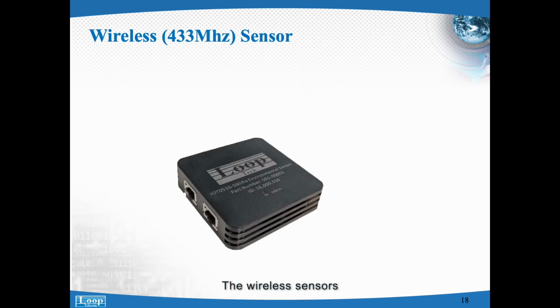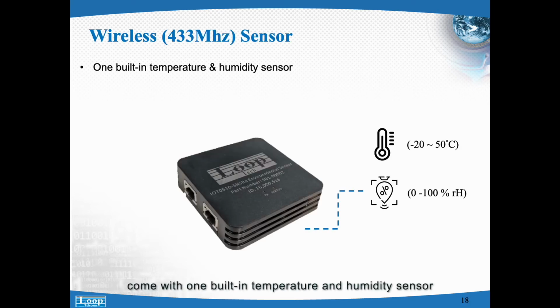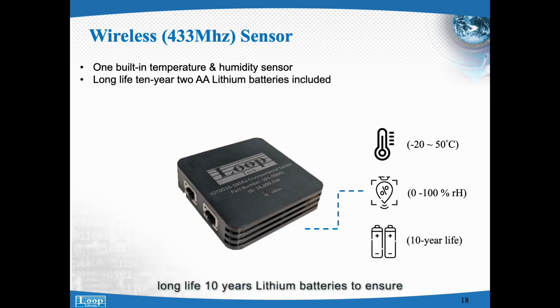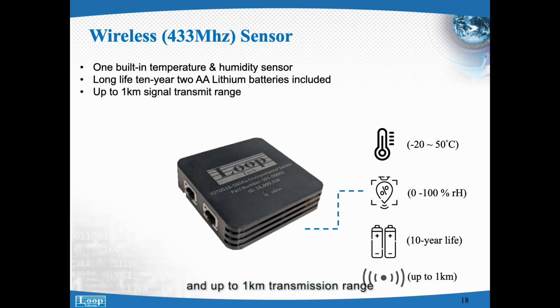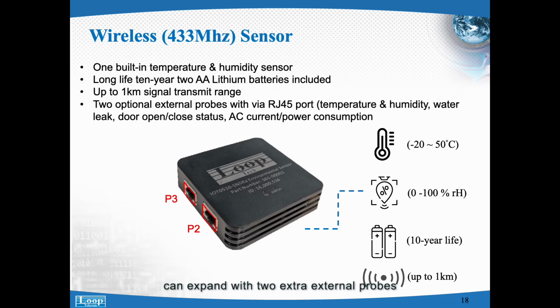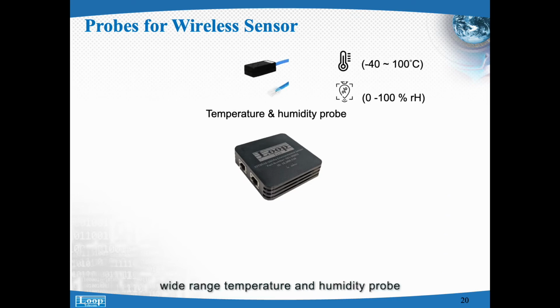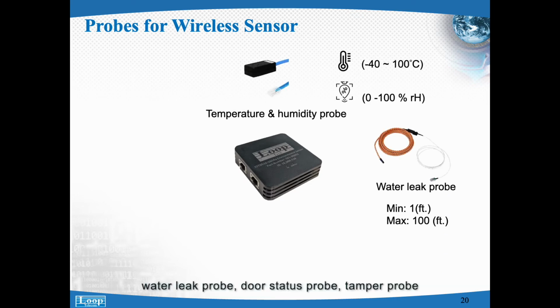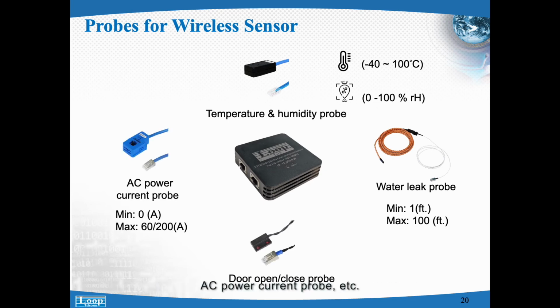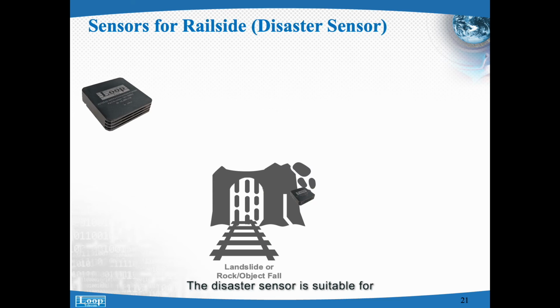The wireless sensors come with one built-in temperature and humidity sensor, long-life 10-year lithium batteries to ensure the operation durability, and up to 1 km transmission range. Each wireless sensor can expand with 2 extra external probes by RJ45 probes. External probes include wide range temperature and humidity probe, water leak probe, door status probe, tamper probe, AC power current probe, etc.